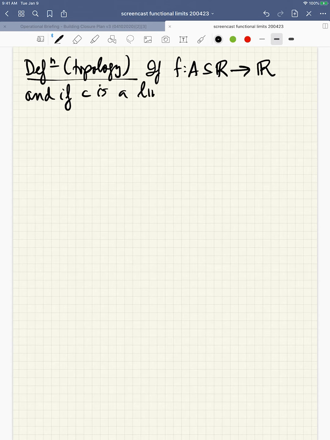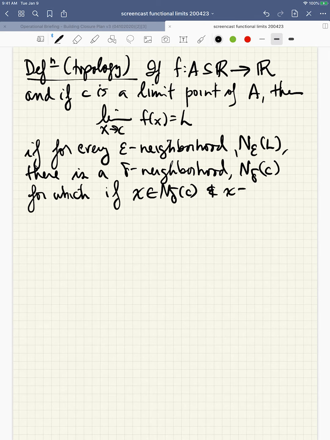for every epsilon neighborhood of L, there is a delta neighborhood of c for which if x is in this delta neighborhood of c and x is not equal to c, then f of x is in the epsilon neighborhood of L. So that's the topological way to rephrase that definition.